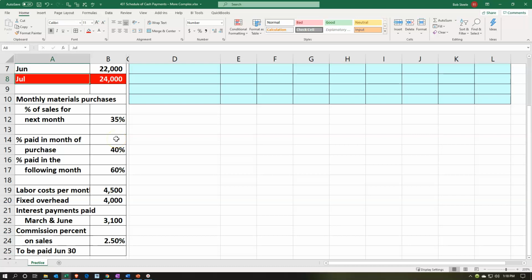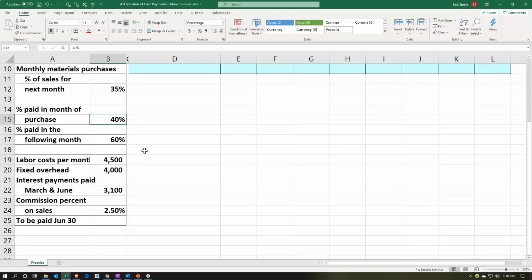Percent paid in the month of purchase. So this is going to be for the accounts payable, and then percent paid in the following month, 60%. So we're going to pay for it when we make the purchases. In the month of purchase, 40% of the payment will be made, and in the following month, 60%, of course, those adding up then to the 100%. We also have labor costs per month, which we're going to estimate to be $4,500 actual cash payments going out in the same month incurred.